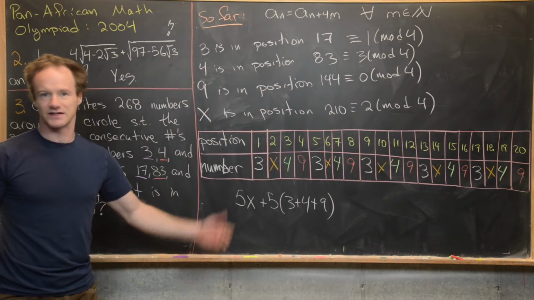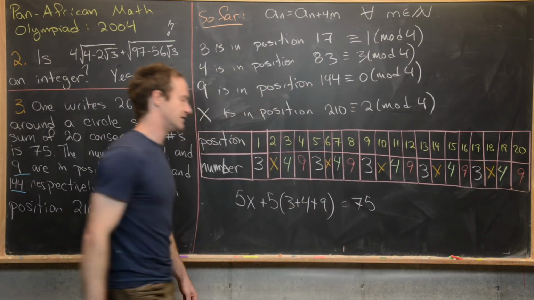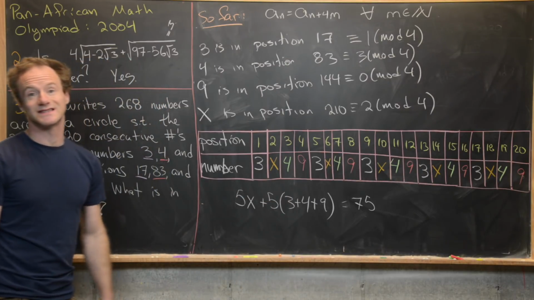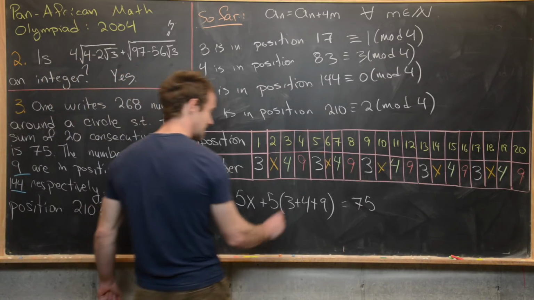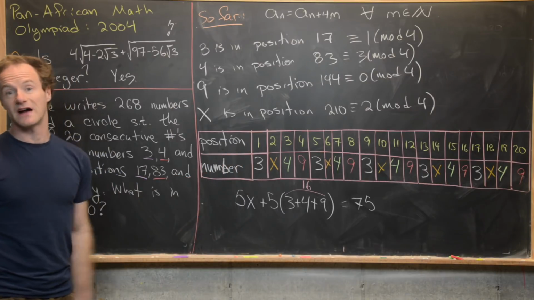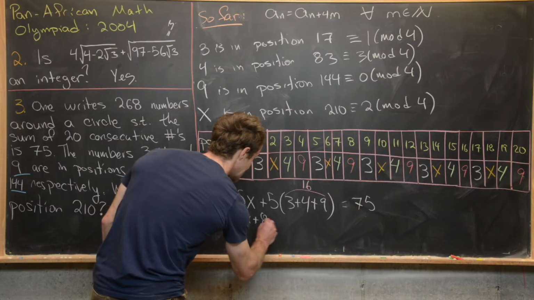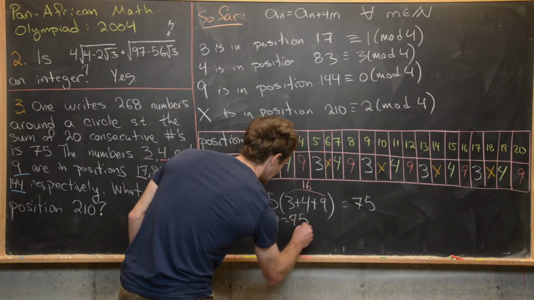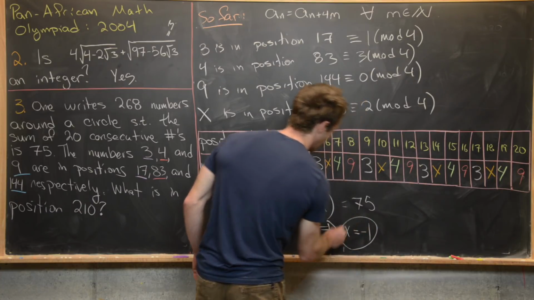So notice I just distributed the 5 out there. That's going to be equal to 75. So 3 plus 4 is 7. And then 7 plus 9 is 16. So we have all of this adds up to 16. So next we can do 5 times 16, which is 80. So that means we have 5x plus 80 equals 75. But that very, very quickly gets us to x equals -1.